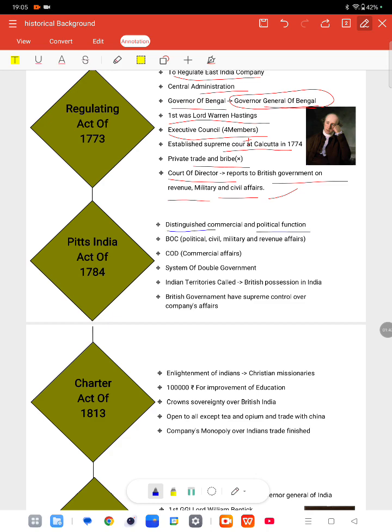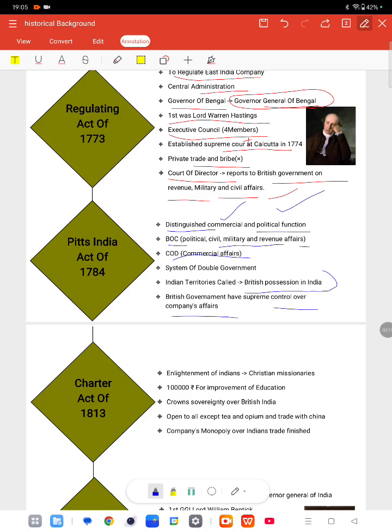and political functions. Commercial functions are different and political functions are different. So the BOC, Board of Control, contained political, civil, military and revenue affairs. The COD, Court of Directors, meant commercial affairs. And then the system of dual government comes into the picture during Pitt's India Act. And then Indian territory was called British Possession in India. So now they renamed it British Possession in India. Now the British government has supreme control over the company affairs.